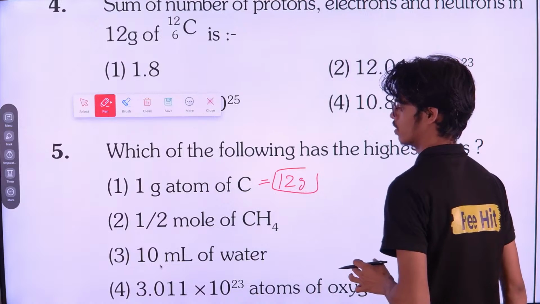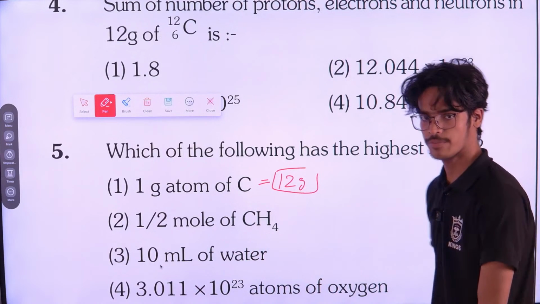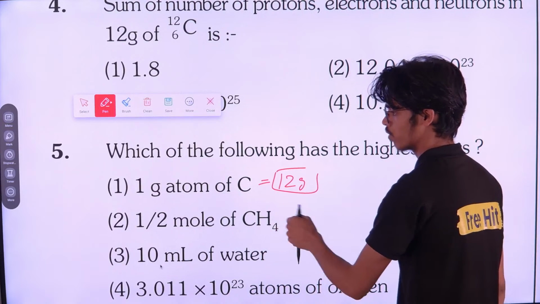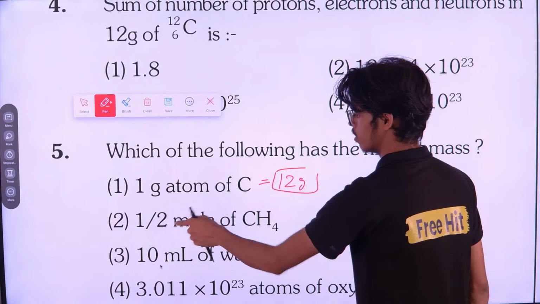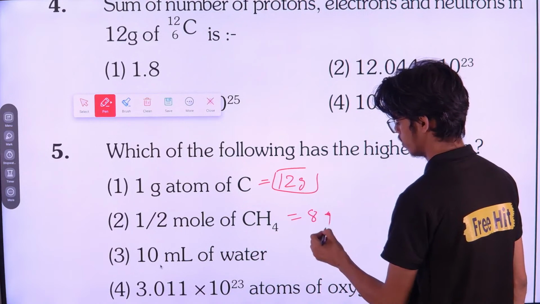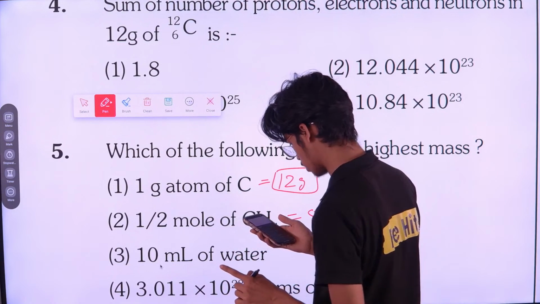Don't get confused. Now, half mole of methane. What is the mass of methane? Carbon is 12 and hydrogen is 4, so 12 plus 4 is 16. 1 mole is 16 gram, so half mole is 8 gram. Right? Now, let's see if somebody has answered. Somebody has answered option number 1, Priya Jyoti, you are right.